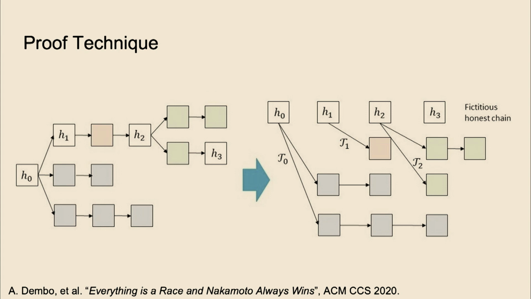Here, a general block tree is represented as multiple adversarial trees rooted at each of the honest blocks. On this figure, the honest blocks are marked with H0, H1, H2, and H3, and the adversarial blocks are those colored blocks. In this way, all possible attacks, or all possible block trees, can be reduced to races between a fictitious honest chain and multiple adversarial block trees rooted at each of these honest blocks.